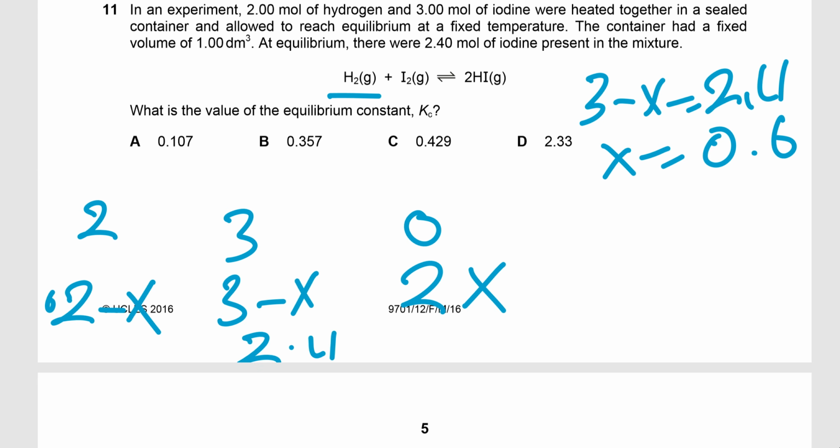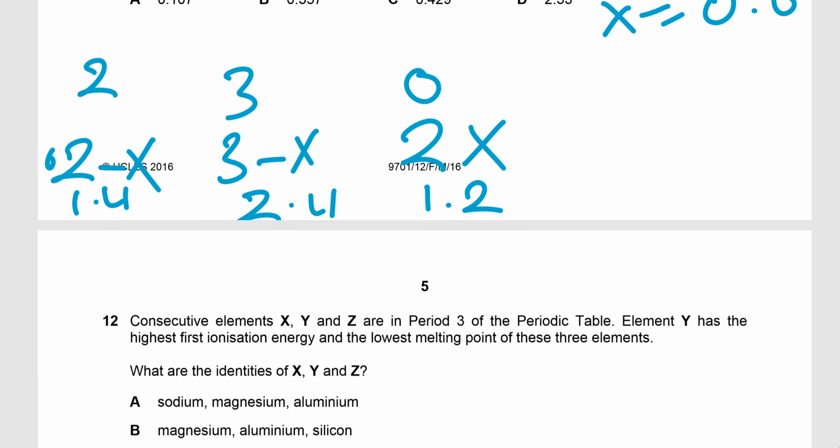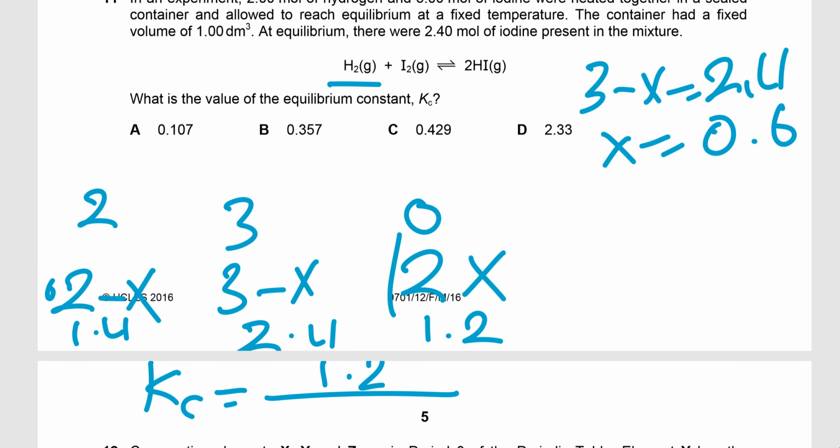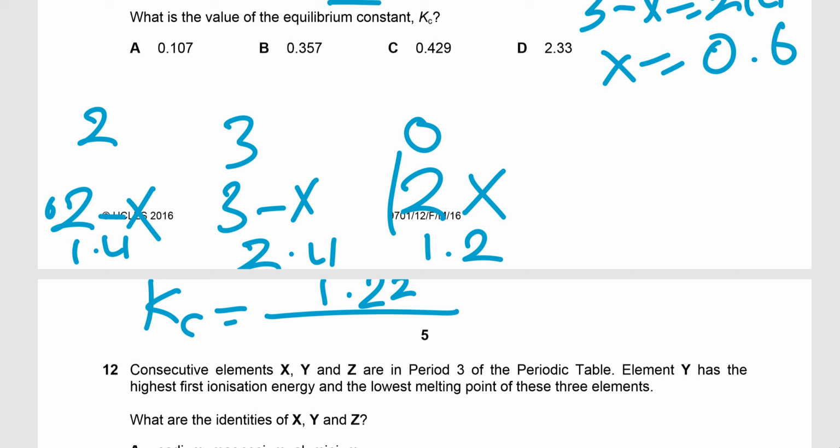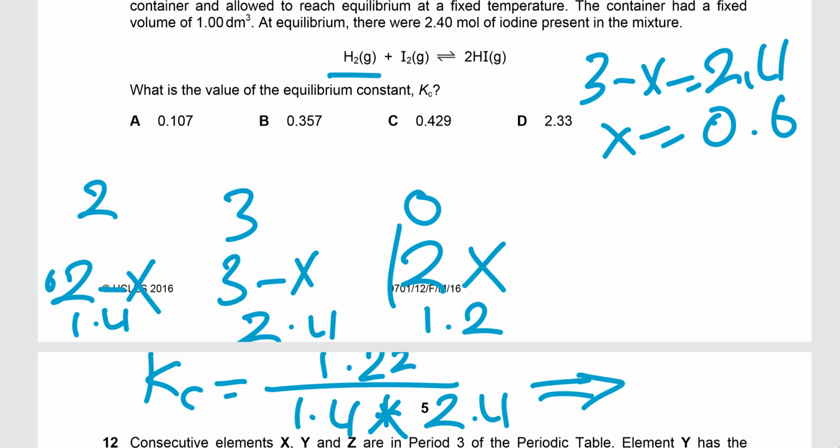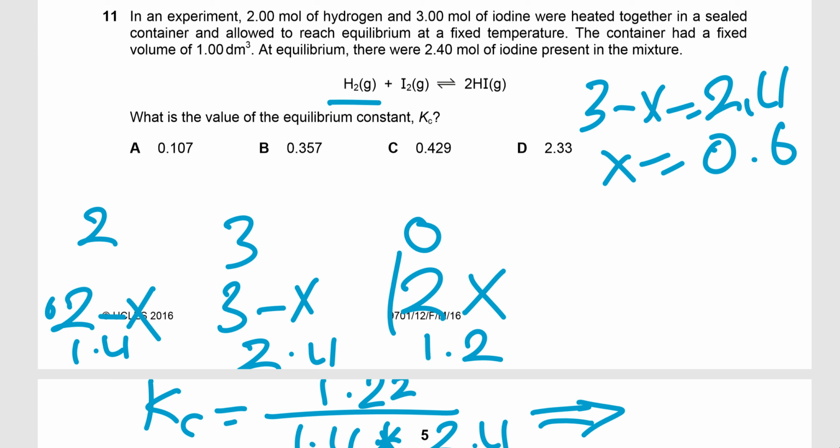So here you have 2.4. Here you have 1.4. And here you have 1.2. Kc equals products over reactants, 1.2 squared, this one should be squared, over 1.4 times 2.4. By calculating 1.2 squared over 1.4 times 2.4, this gives us Kc equal to 0.429.